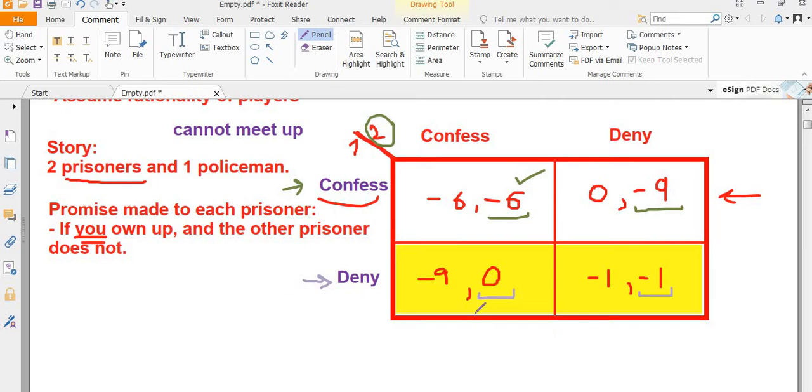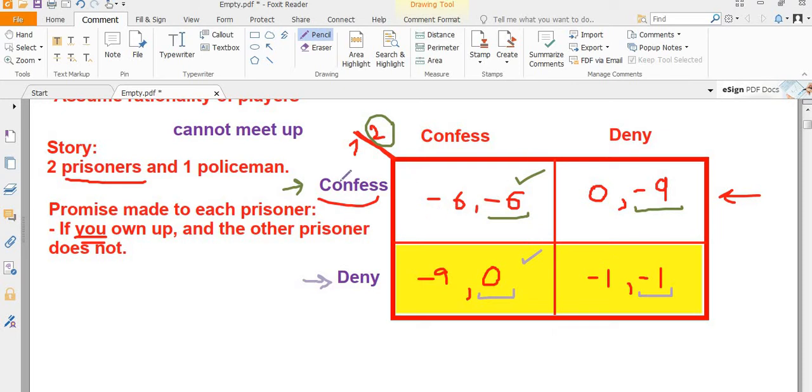So I do not lose or gain any years of my life. But if my friend denies and I also end up denying, I lose just 1 year of my life, which is pretty good compared to losing 6 or 9 years in the other cases. But 0 is still better than -1, right? I am not losing any life here, but here I'm still spending 1 year in jail. I still feel that confessing is better. So if my friend confesses, I also confess. But even if my friend denies, I am still better off if I confess, because 0 is better than -1. So is -6 better than -9, and 0 is still better than -1.